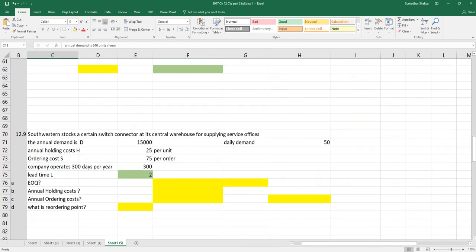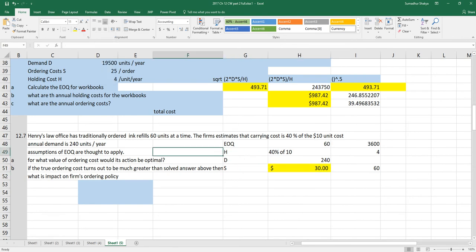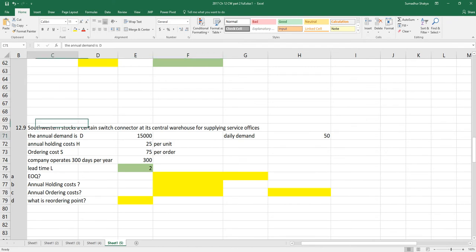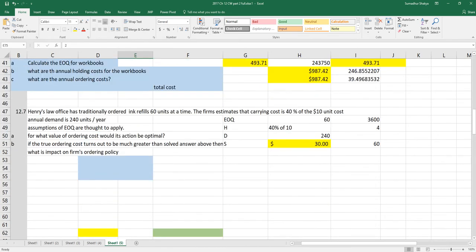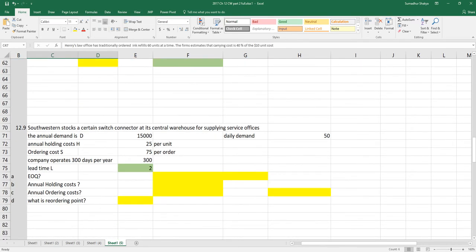Now the next one is where in this case we were told everything is discrete and given, there is no change in there. Okay, now let me highlight these answers. We are given the annual demand, the holding cost, ordering cost, a company that operates 300 days a year, and the lead time is 2. So in this case everything was given at one instant. Now we are introducing the concept of lead time.